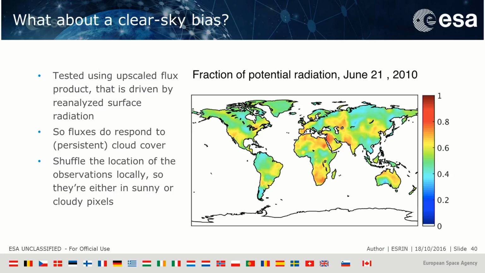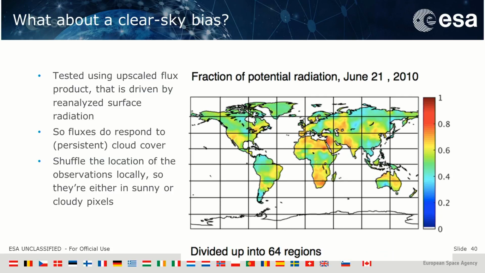So we can test this by using the upscaled flux product from Fluxcom. And this is driven by reanalyzed surface radiation. So these model fluxes do respond to cloud cover. And you can shuffle the location of our observations, move them around so that they're either in sunny or cloudy pixels. So we say, what if we break them up into 64 big-ish regions?